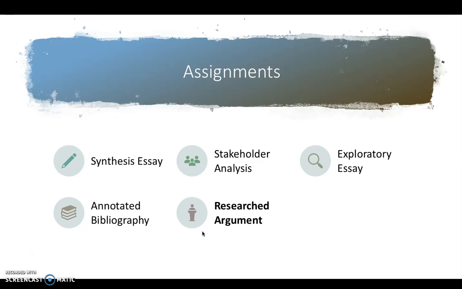Finally, we're in the research argument. That's, of course, as you know, what you're writing right now. This essay is really designed to bring together all of your research skills, all of your abilities to find the threads of arguments, and really help you place your own voice in the larger conversation that you're exploring.